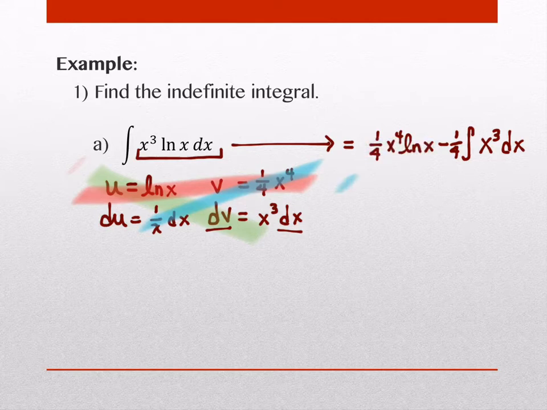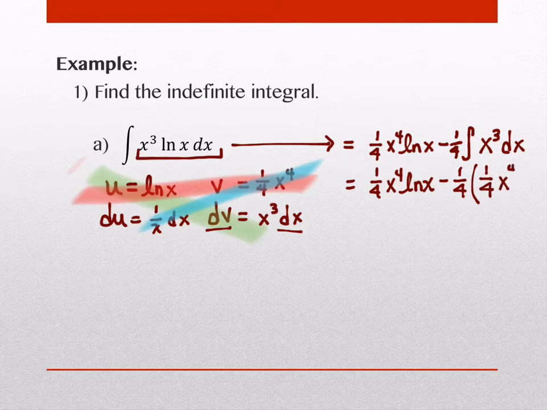So my answer will have the 1/4 x to the 4th natural log x. And now I actually need to take the antiderivative of the x cubed. Of course, I've got the negative 1/4 out here in front. What's the antiderivative of x cubed? We've already done it once. Yeah, x to the 4th over 4, 1/4 x to the 4th.